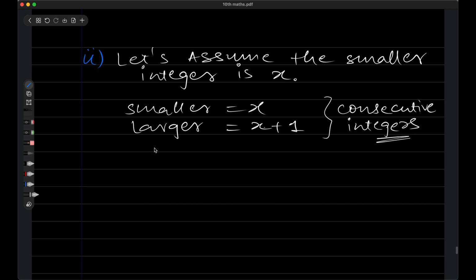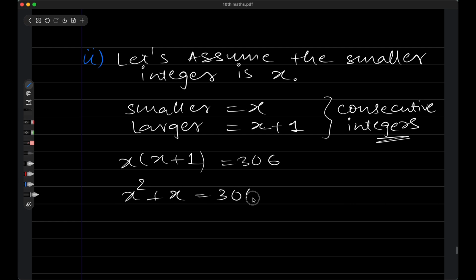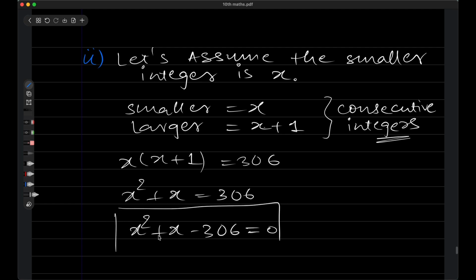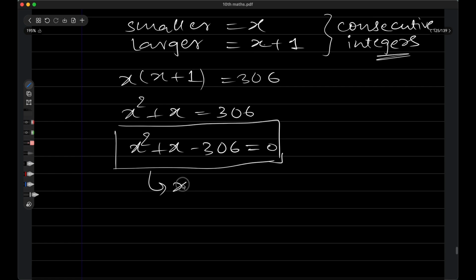The statement says the product is 306. Product of the consecutive integers, x into x plus 1, equals 306. Simplify this, we have x square plus x equals 306. So x square plus x minus 306 equals 0, which is the required quadratic equation, where x is the smaller integer.